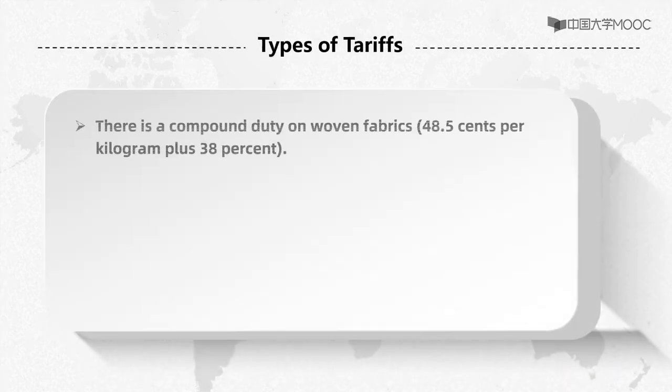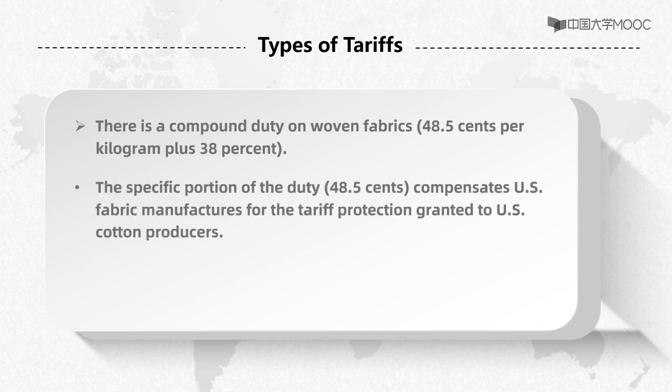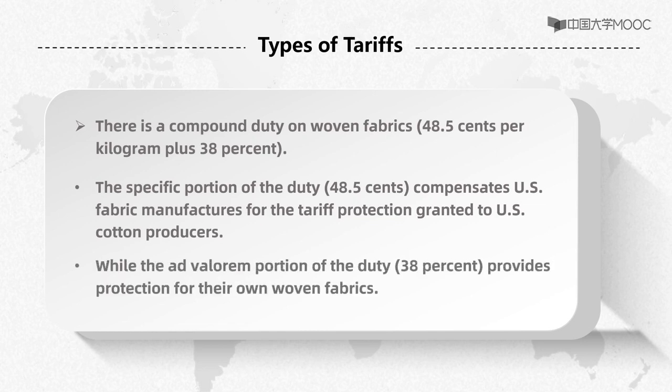In the United States, for instance, there is a compound duty on woven fabrics, 48.5 cents per kilogram plus 38%. The specific portion of the duty, 48.5 cents, compensates the U.S. fabric manufacturers for the tariff protection granted to U.S. cotton producers, while the ad valorem portion of the duty, 38%, provides protection for their own woven fabrics.